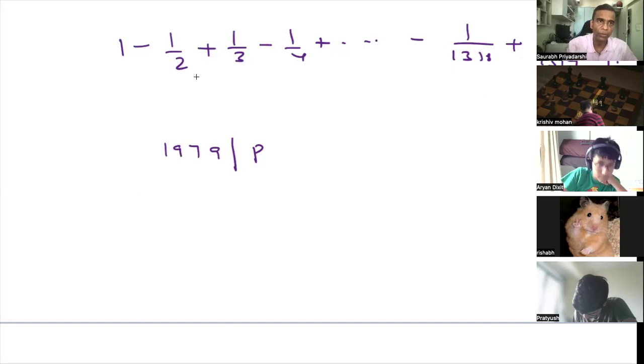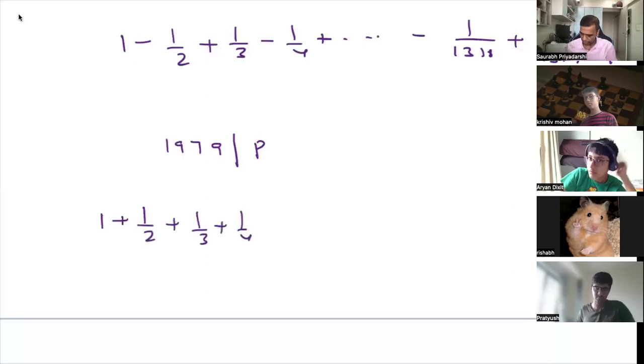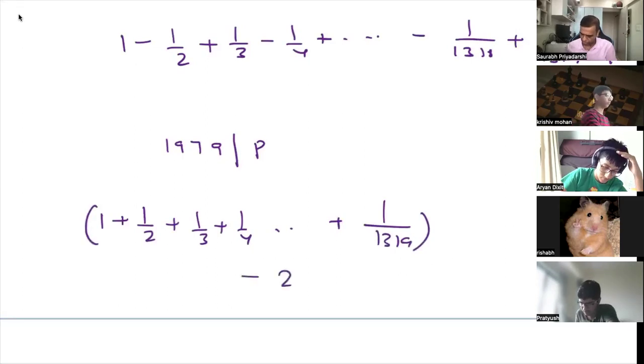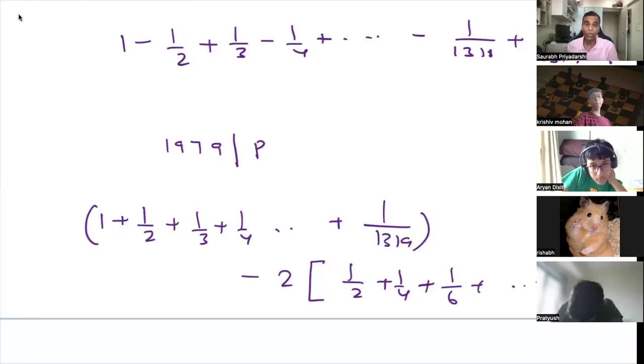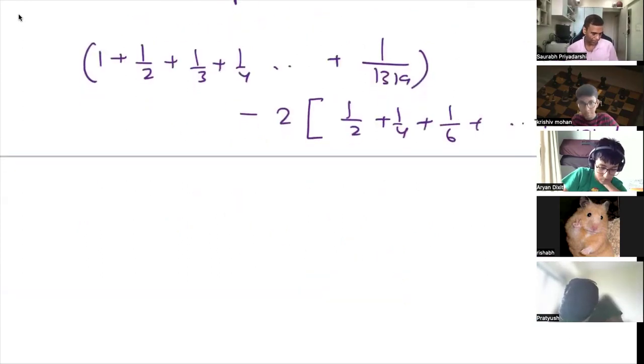This is one of the famous questions, right? We just have to write it down. 1 plus 1 by 2 plus 1 by 3 plus 1 by 4 up to 1 by 1319, minus twice of, I can write the terms as 1 by 2 plus 1 by 4 plus 1 by 6 up to 1318. Is this okay? The first thing we can write down is this.